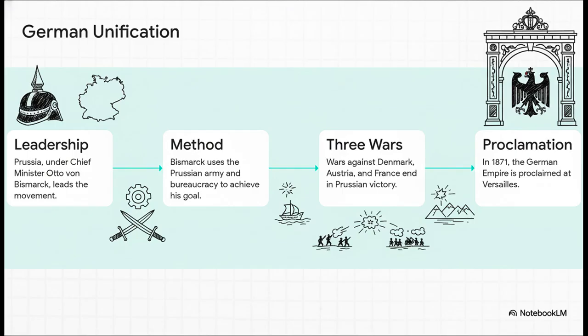So if the liberals failed, who unified Germany? The task was taken over by conservative Prussia, led by its chief minister, the brilliant and ruthless Otto von Bismarck. His policy was not about speeches and votes. He believed in a policy of blood and iron, meaning using the army and war. Over 7 years, Prussia fought and won 3 wars. This process ended in 1871 with the proclamation of the German Empire in the Hall of Mirrors at Versailles. This 4-step process is a very common long answer question, so please remember it well.